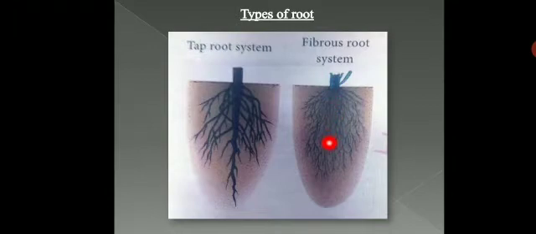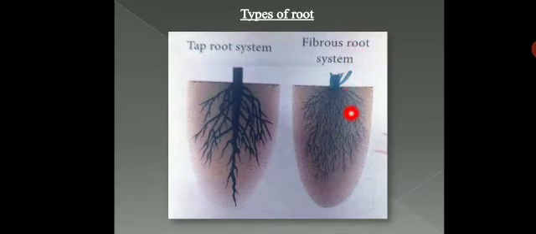Some of the dicots contain a fibrous root system. For example, Ficus bengalensis is one example, or Piper nigrum, which in Tamil we call milagu. Ficus bengalensis in Tamil is alamaram. These are some of the differences from the taproot system, and they are examples of the adventitious root system.